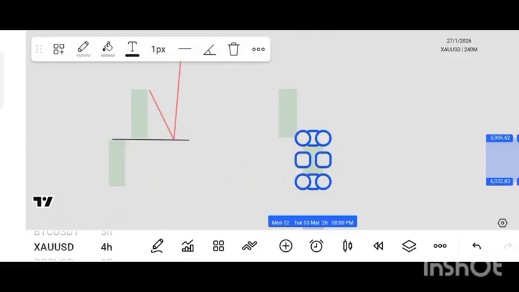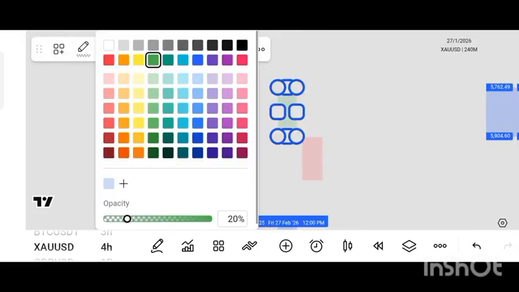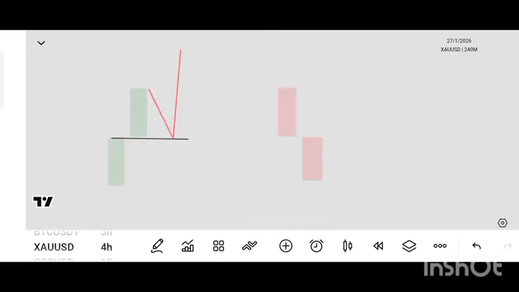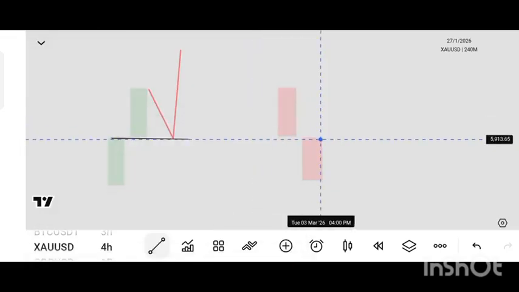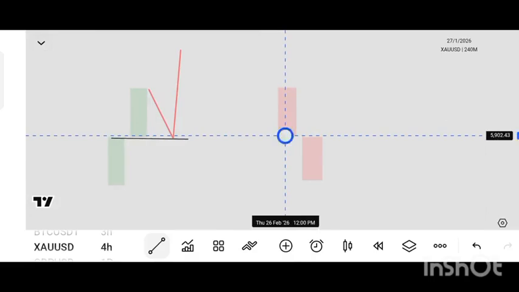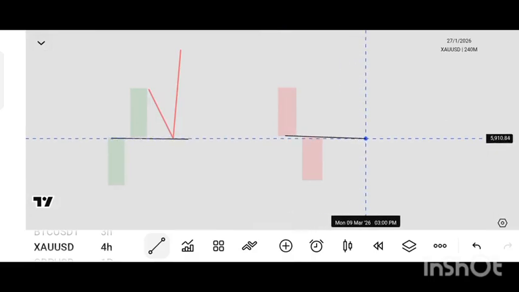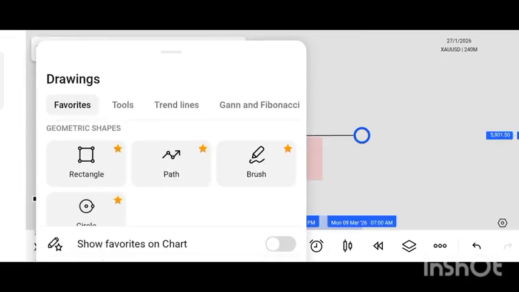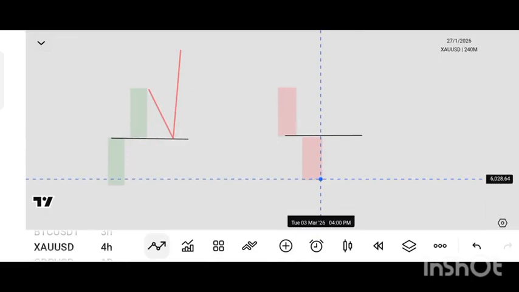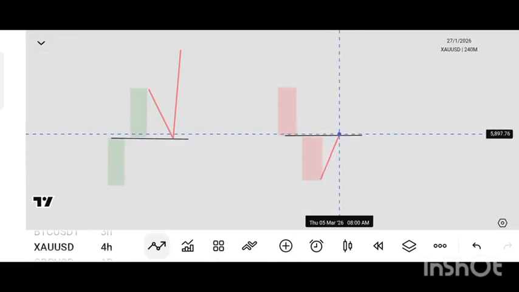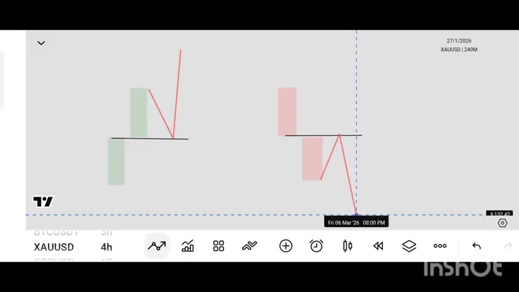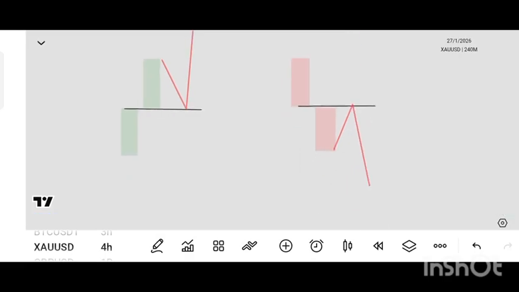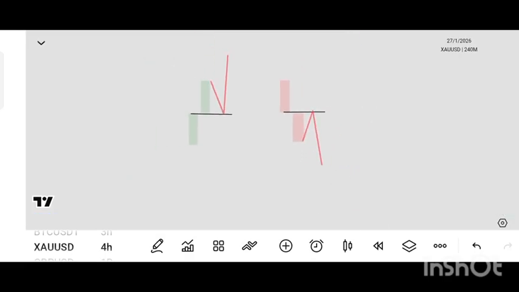Let me change the color to red. The open and close of two consecutive bearish candles, what we call the bearish open close. The bearish open close, just like the name implies, we're expecting price to just retrace back into that level, and then price starts selling.